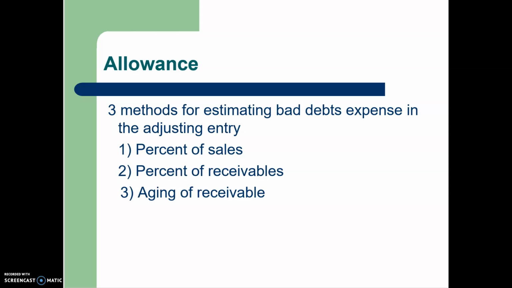All right, so in the last video we talked about under the allowance method, you estimate your bad debt expense at the end of the period because we need to record bad debt expense in the same period as the sales revenue due to the matching principle. So we know we're going to make an adjusting entry to debit bad debt expense and credit allowance for bad debts. Now we're going to look at how do we estimate the amount of that journal entry. And we have three different methods for doing that: percent of sales, percent of receivables, and the aging of receivables.